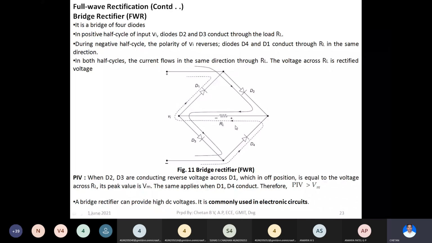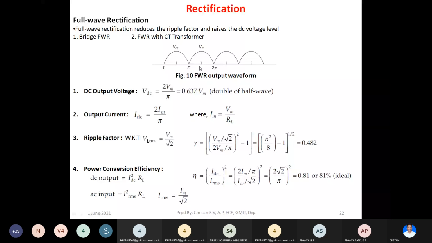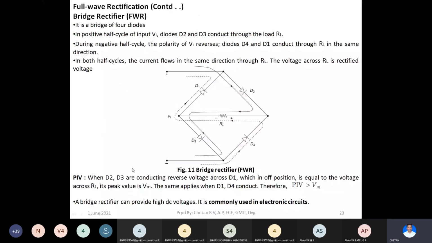The operation involves only two steps. During the positive half cycle of this input AC, D2 and D3 conduct, and during the negative half cycle, D1 and D4 will conduct. And during both negative and positive half cycles, the current will flow in the same direction through RL. Therefore, you get this kind of output. For positive as well as for negative half cycle, you get output above the x-axis only, and this will continue. And one more thing here is these four parameters, as usual, are common for this bridge rectifier.